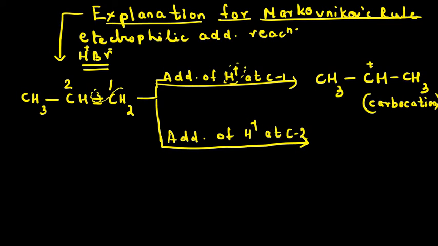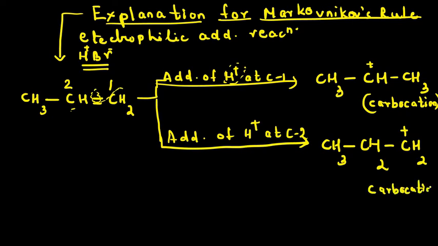Now what happens when the H plus ion is added to the second carbon atom across the double bond? The hydrogen attacks the second carbon atom, so we will be getting CH3, CH2, and here we get CH2 plus. Again we are getting a carbocation. Now you see this one, where the positive charge is on the second carbon atom, is a secondary carbocation, and this other one is a primary carbocation.